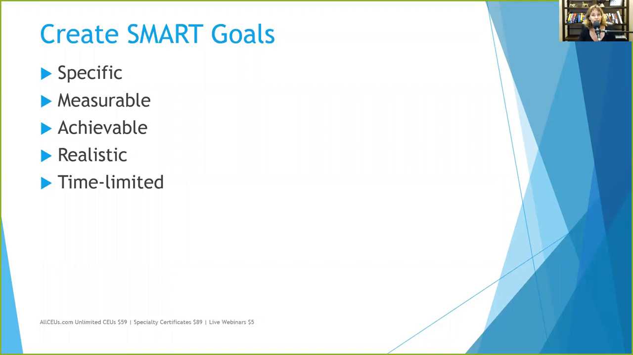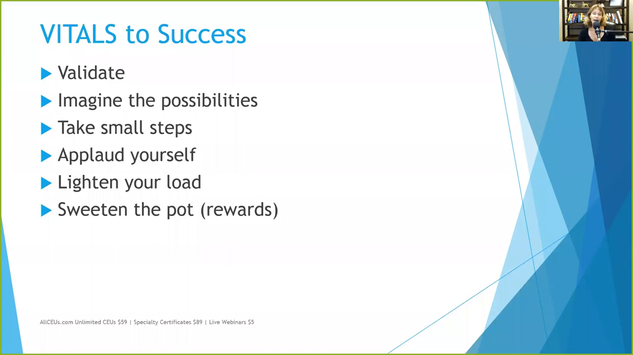Part of this process, we're going to teach people how to create SMART goals that are specific, measurable, achievable, realistic, and time-limited. SMART goals. And make sure they're successful by validating and teaching them to self-validate. Encourage them to imagine the possibilities. When you're successful, when you accomplish this goal, what's going to be different? How awesome will it be?